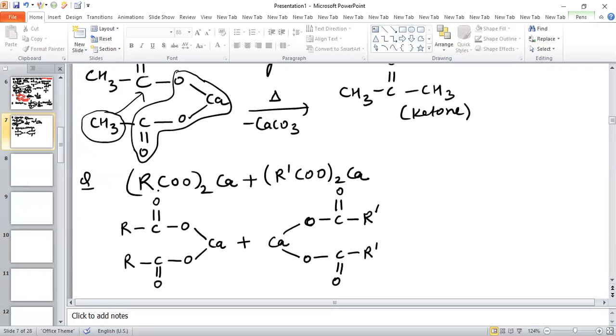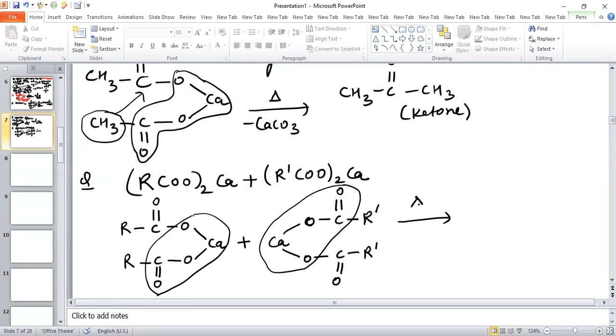So what happens? From this, calcium carbonate is removed. Also, calcium carbonate is removed from this. CaCO3, so calcium carbonate is removed from this also. So now you can say on heating with the dry distillation, you can see what happens.